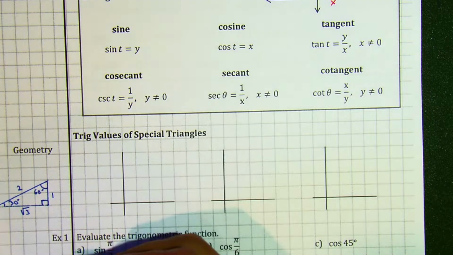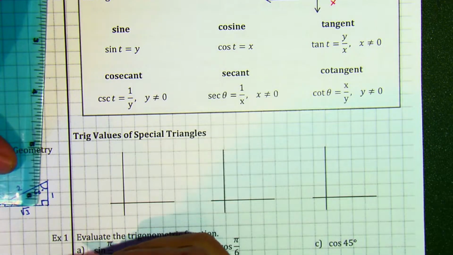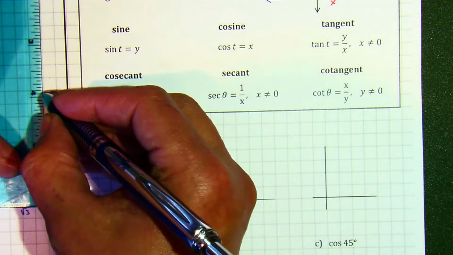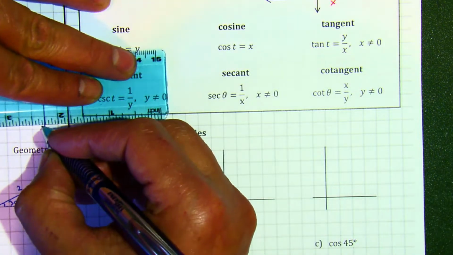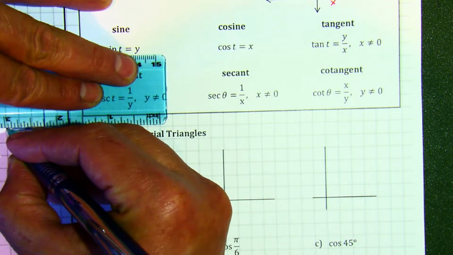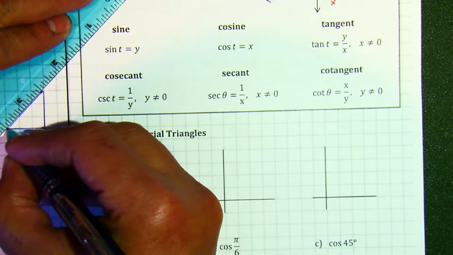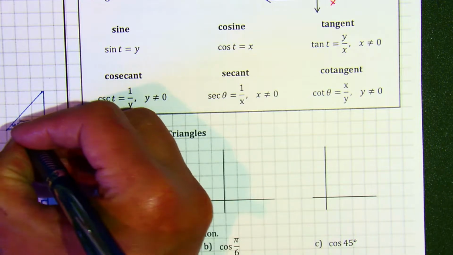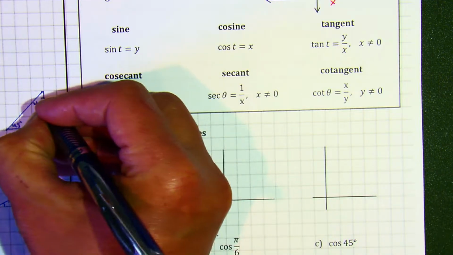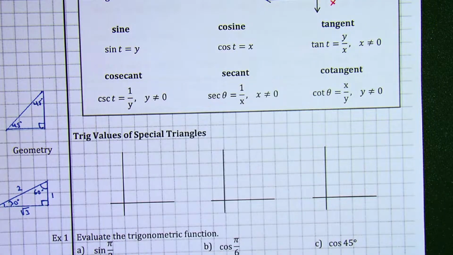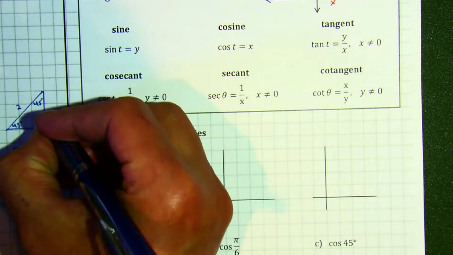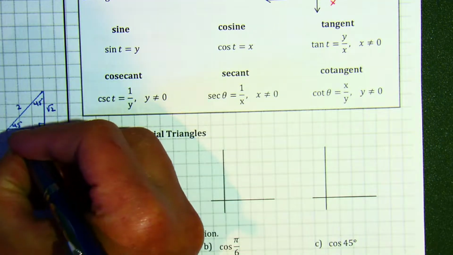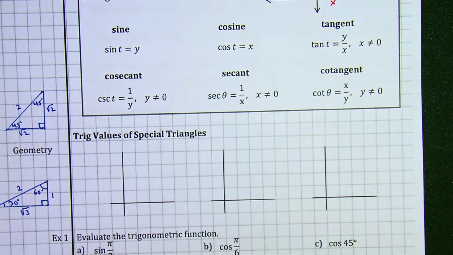You also learned your 45, 45, 90. If I make a triangle, a right triangle, where this is 45 degrees, and this is also 45 degrees. The way that you learned it back in geometry, do you remember? Correct. This is 2, this is square root of 2, and this is square root of 2. That they have the same measurement.